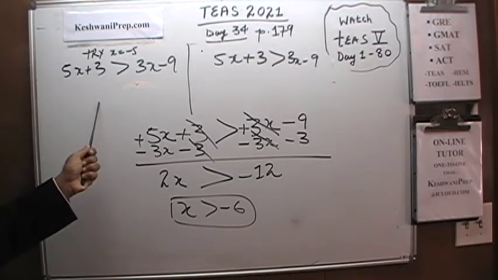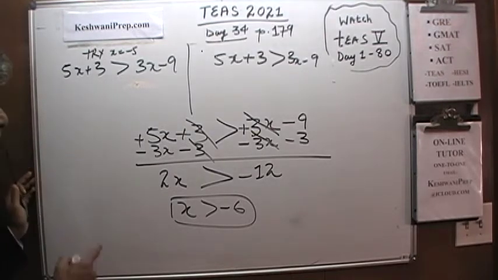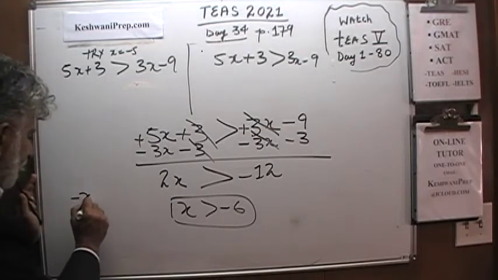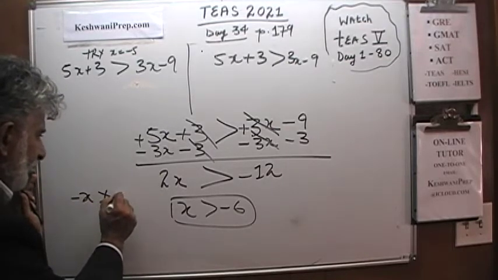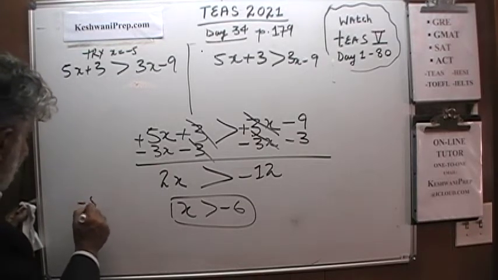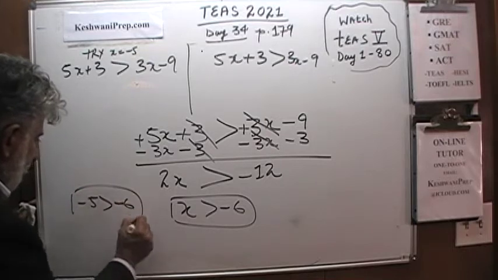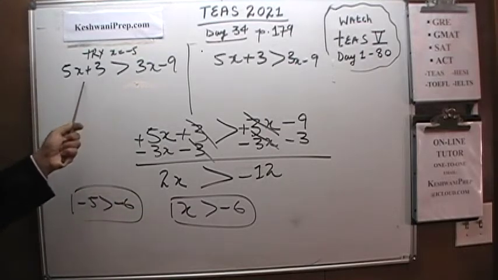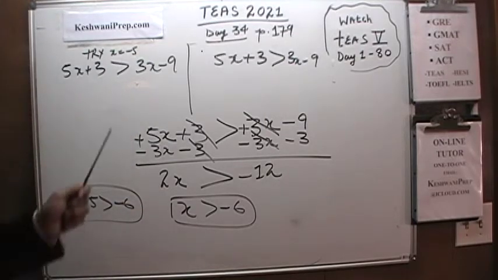The answer is no. It's not going to work here, because negative 5 is not greater than negative. Oh, negative 5 is greater than. What am I talking about? Negative 5 is greater than negative 6. So yeah, that would work. If you were to put in negative 5 here, you will see that this inequality holds. Let's put it in very quickly.